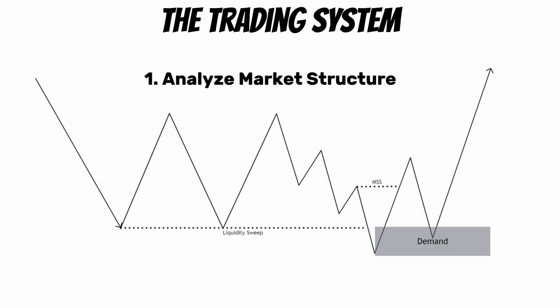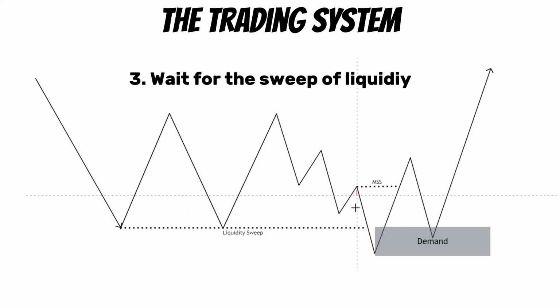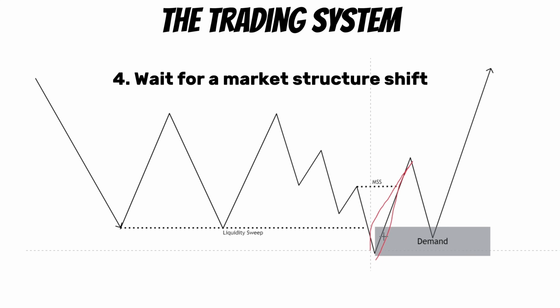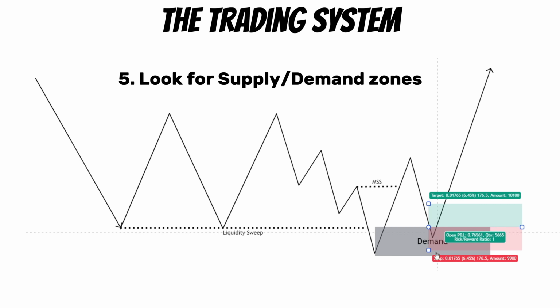We first want to analyze market structure to basically understand what trend the market is following. In this case, this market is in a downtrend. Then we identify where liquidity rests on the market, and we wait for a sweep of the liquidity. In this case, the market swept the equal lows. Then we wait for a market structure shift, externally or internally, the moment where we will look for supply or demand zones near the pullback, depending on where the market structure has shifted. In this case, the market has shifted to an uptrend, so we'll be looking for demand zones.